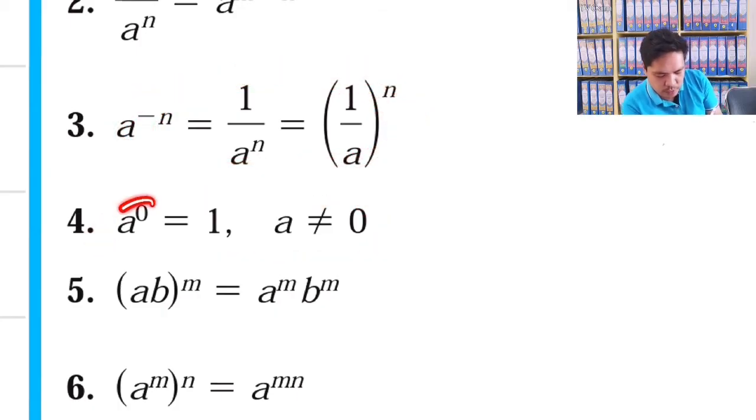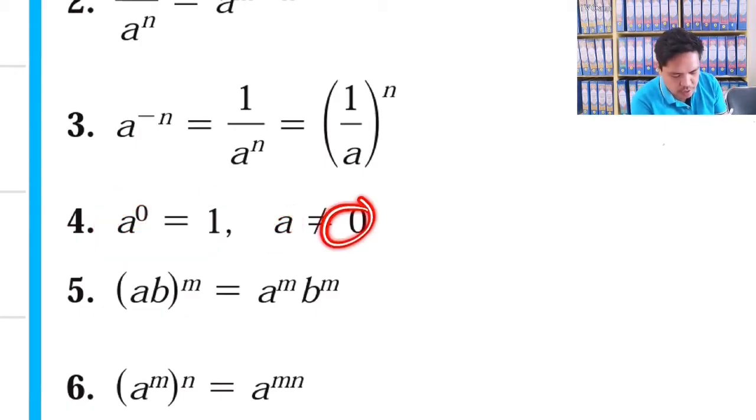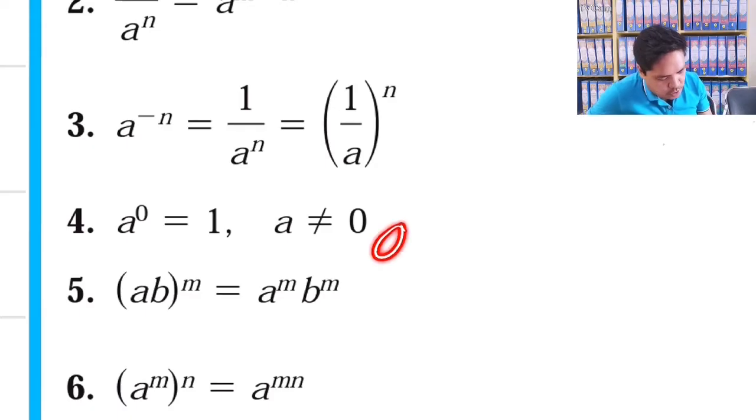We have this property that a raised to 0 is equal to 1 as long as a is not 0, because 0 to 0 is indeterminate. That's another whole different topic, but yeah, 0 raised to 0 is indeterminate, so di pwede. So that's why a should have a value. If it is raised to 0, the answer is 1. So that's one property in algebra.